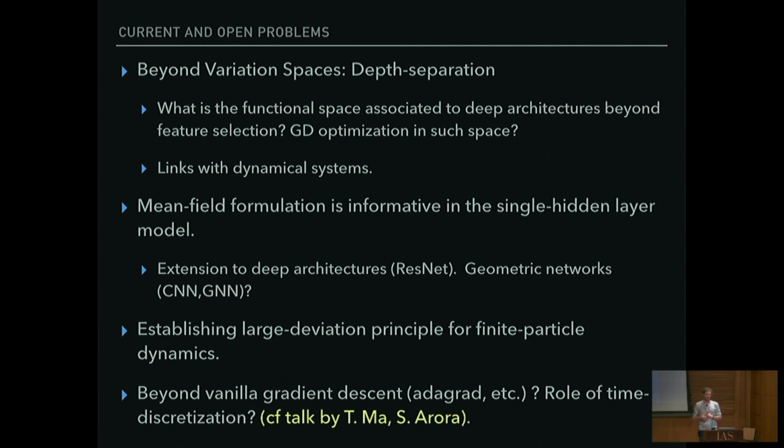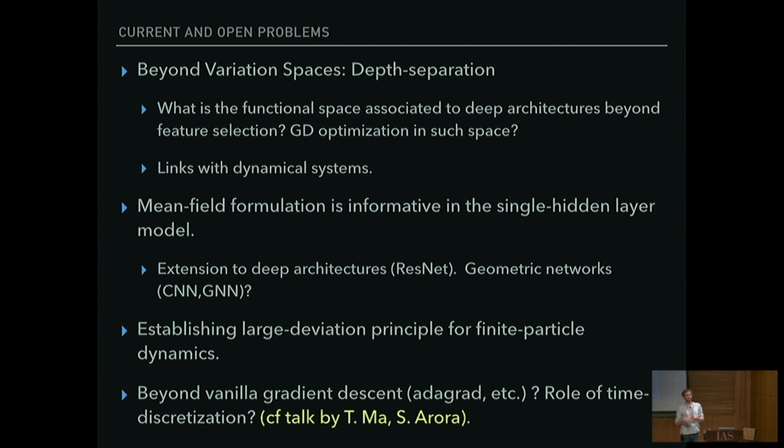So let me just conclude with some of the current problems that our group is thinking about and that I think are important. Of course, everything I described here involves shallow learning, right? So models that have a single layer, and there are still a lot of mathematical questions here. But of course, one would like to go beyond. In particular, we want to understand what are the functional spaces that do not fit into this variation framework.